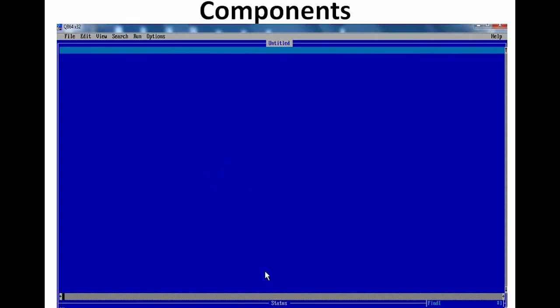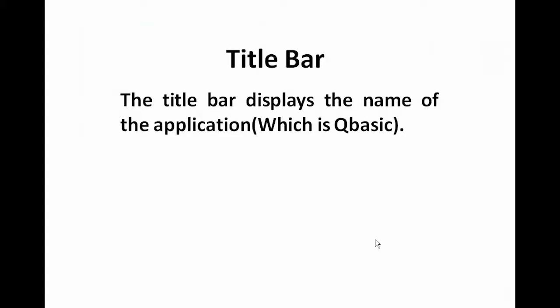We also have the status bar, which is just below the program area, and then we have the scroll bar. Here is the scroll bar and here is the scroll bar. There are two types of scroll bar. One is your vertical scroll bar and the other is your horizontal scroll bar. So here is your horizontal scroll bar and here is your vertical scroll bar. So these are some of the components. Let us see each one of them.